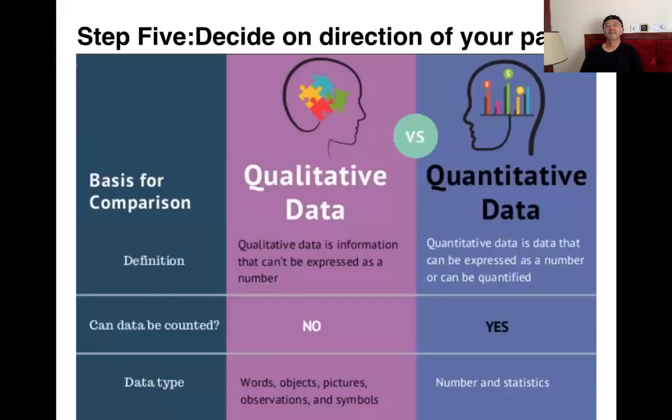Before writing, the quantitative and qualitative is something that you need to wrestle with today. What is qualitative? The definition is that qualitative data is information that cannot be expressed as a number. When I did the patron-client relationship, it cannot be quantified in numbers. It's relational. Can data be counted? Not necessarily. That's why you need to do interviews. Data types are words, objects, pictures, observations, and symbols.